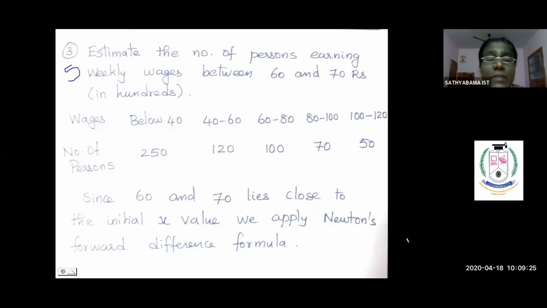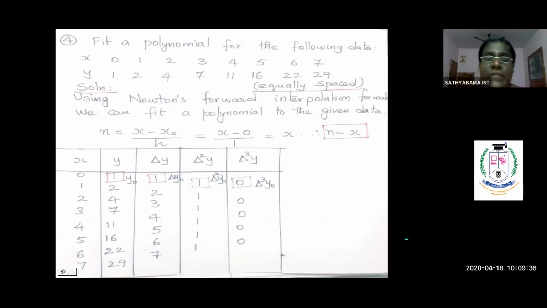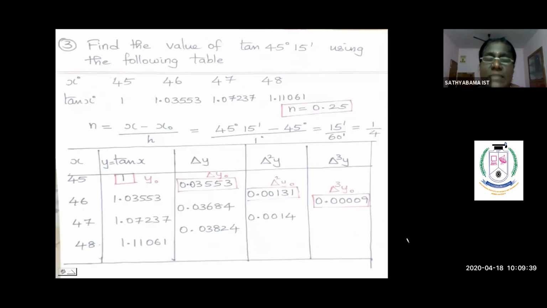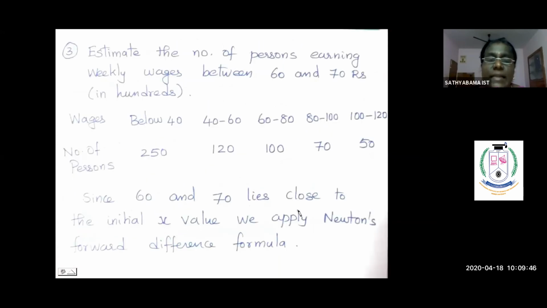You see how the data set is. Wages below 40, 40 to 60, 60 to 80, 80 to 100, 100 to 120. So far, how were your data sets? You see all your previous examples, they are just a single entry. But now in this problem number 5, we can see the data set x entries are class intervals. If I have class intervals, how am I going to work it out? That's what I'm going to see. The number of persons for each class interval is given here also.